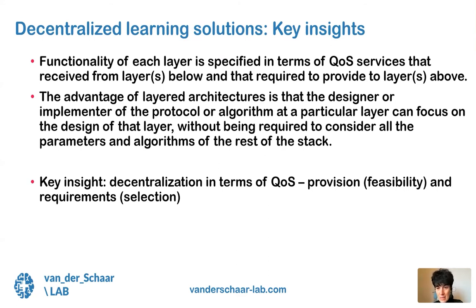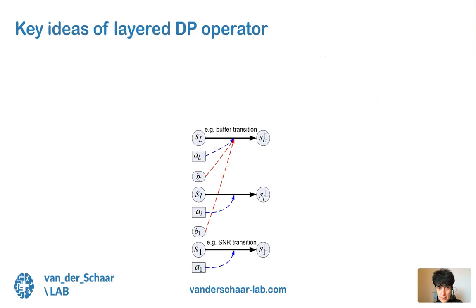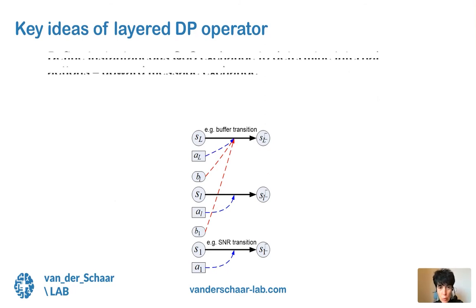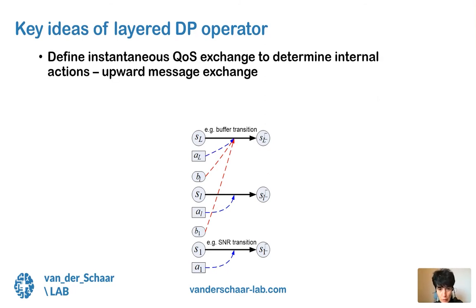On one hand, the provision or feasibility of quality of service that the lower layer provides to the higher layer, and subsequently, the higher layer needs to select the requirements it has in terms of quality of service and select the desired quality of service point from the feasible solution. So we can decentralize the centralized DP operator into a layer DP operator, which will be used for reinforcement learning as follows. So we have different layers of the protocol stack highlighted here.